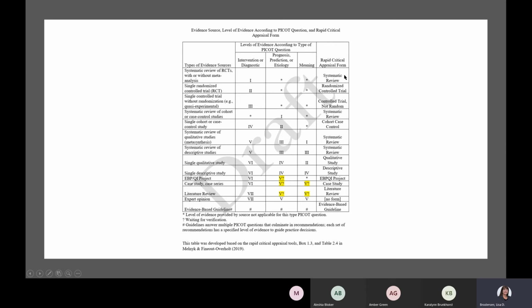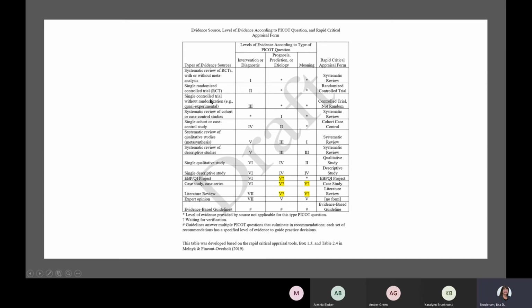And there is a specific form that you would use to do the rapid critical appraisal of a source that happens to be a systematic review of randomized controlled trials. So there's a specific form for that. And then you move down to reports of single randomized controlled trials. Those are going to provide level 2 evidence to answer an intervention or diagnostic PICO question. They're not applicable for prognosis, etiology, or meaning questions. And then there's a specific rapid critical appraisal form for randomized controlled trials.